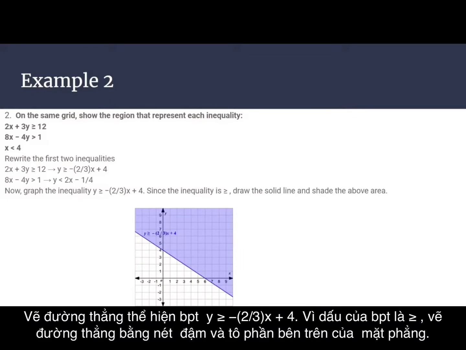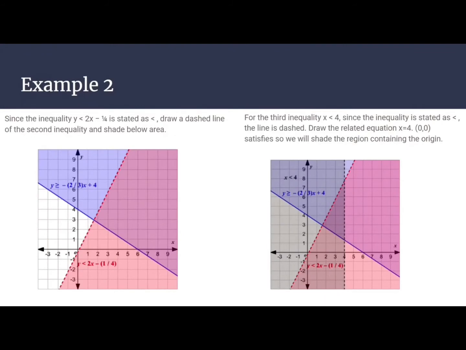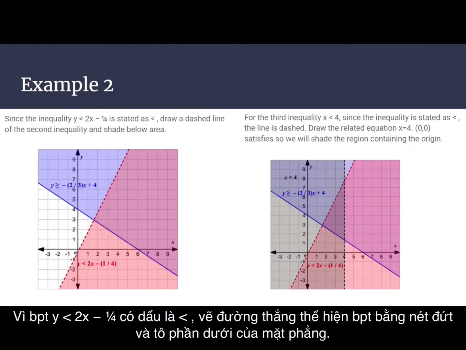Now we'll graph the inequality y more than or equal to minus 2 over 3x plus 4. Since the inequality is more than or equal, we'll draw a solid line and shade the area above. Since the inequality y less than 2x minus 1 over 4 is less than, we'll draw it as a dashed line and shade the area below.